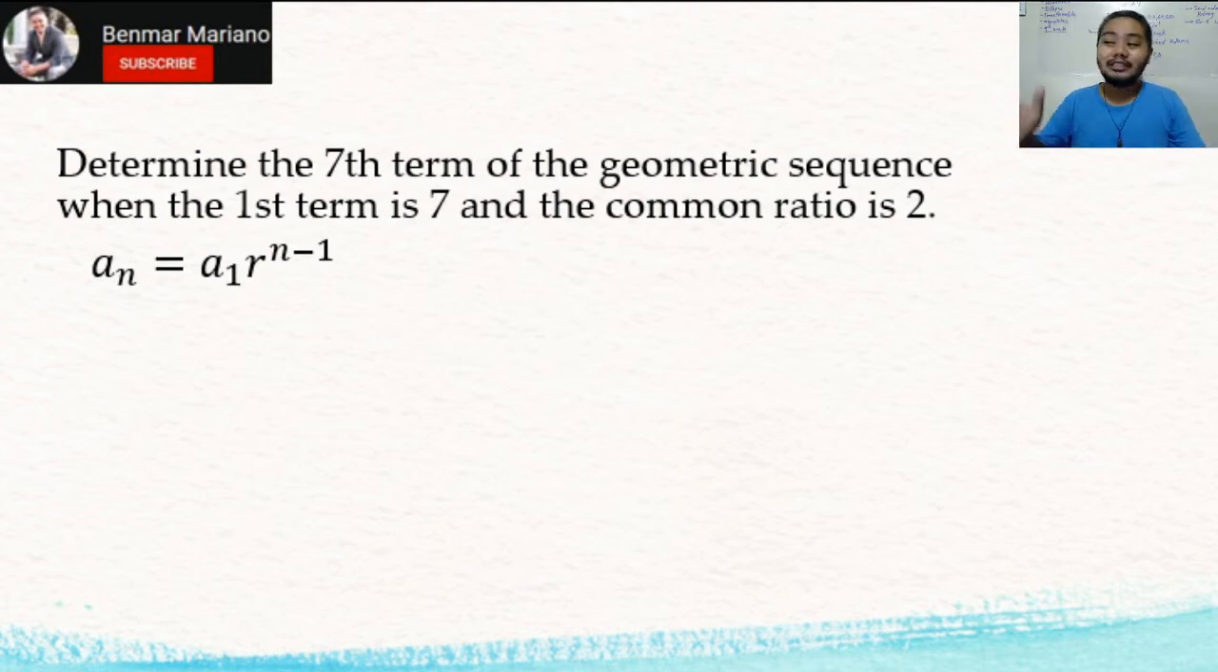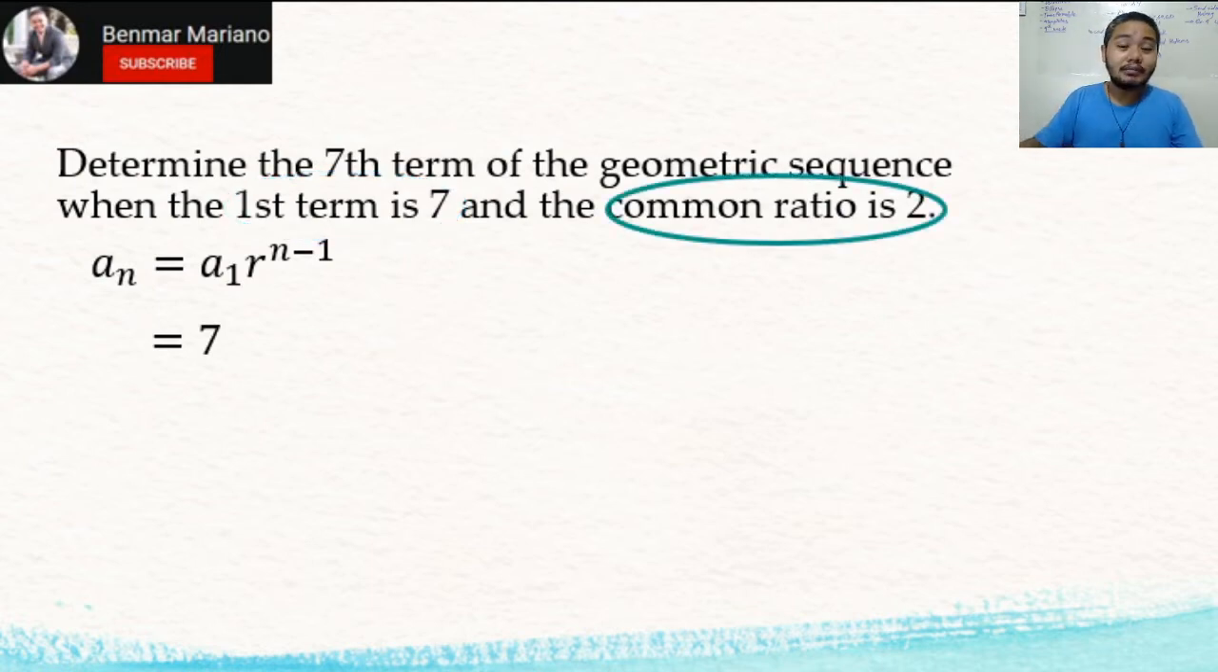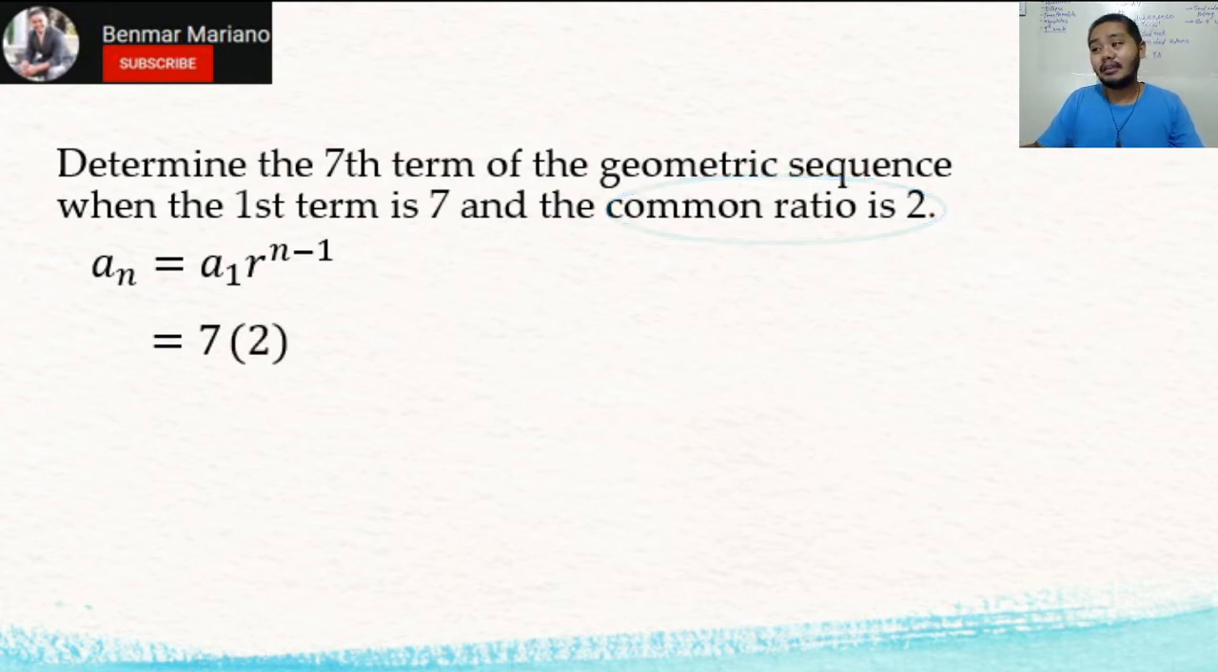Okay? So let's try to solve this one. Let's start dun sa mga alam na natin. Yung first term, obvious naman na yung first term natin is 7. Okay? Susunod naman tayo yung ratio. Common ratio is 2. Given naman siya. So ibig sabihin, yung R, palitan na natin ng 2. And yung n, syempre, ito yung 7 dito. Okay? So, ito yung magiging value ng n natin.